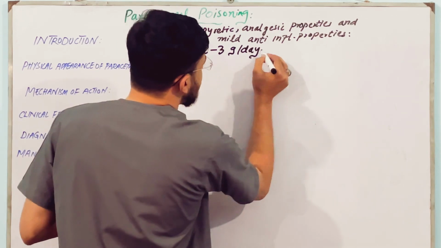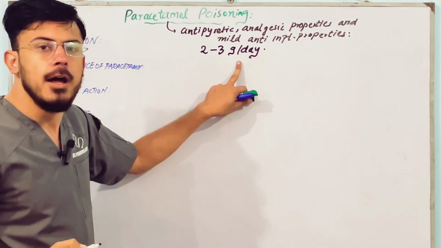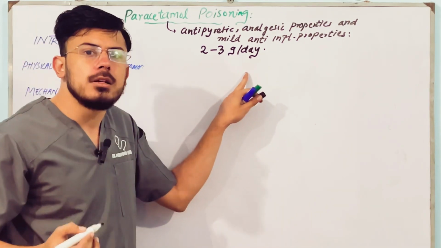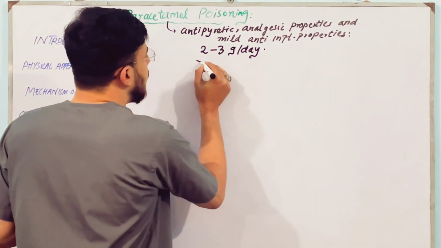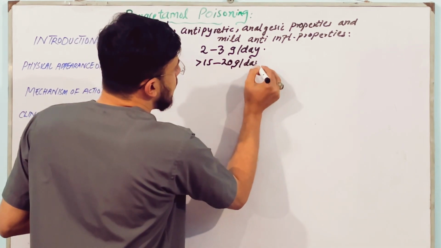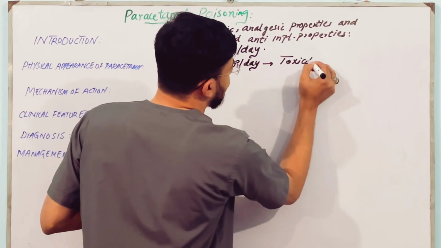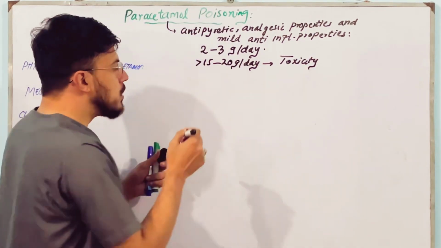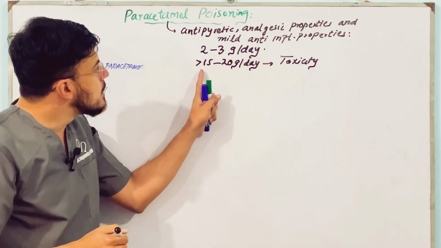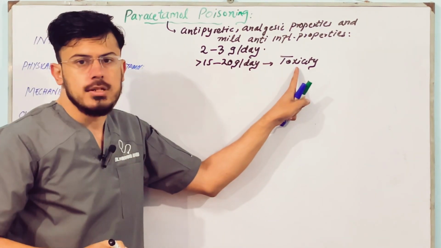The safe and normal dose of paracetamol is 2 to 3 gram per day, but if the dose exceeds 15 to 20 gram per day, it leads to toxicity.